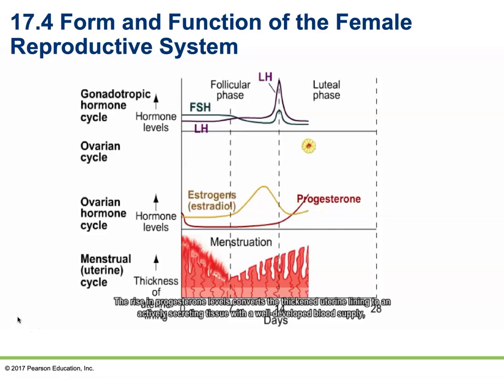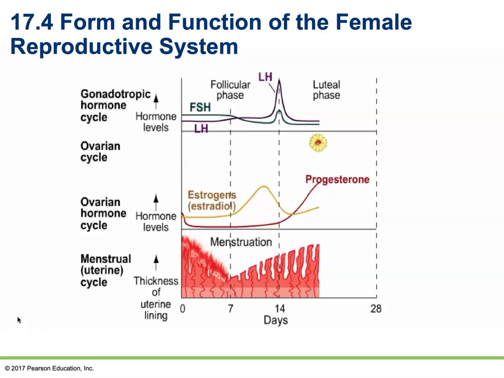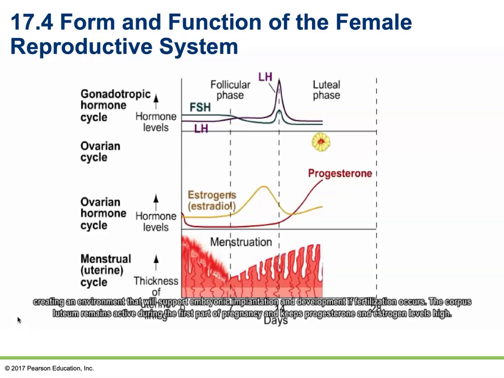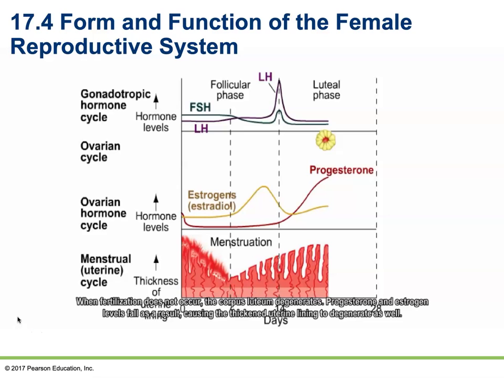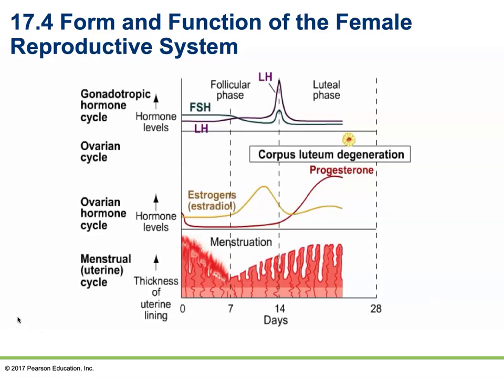The rise in progesterone levels converts the thickened uterine lining to an actively secreting tissue with a well-developed blood supply, creating an environment that will support embryonic implantation and development if fertilization occurs. The corpus luteum remains active during the first part of pregnancy and keeps progesterone and estrogen levels high. When fertilization does not occur, the corpus luteum degenerates. Progesterone and estrogen levels fall as a result, causing the thickened uterine lining to degenerate as well.